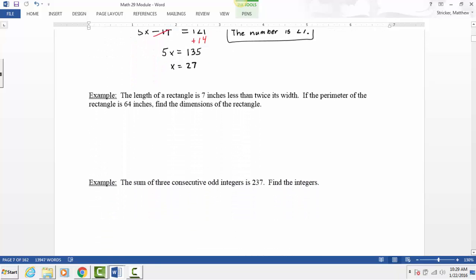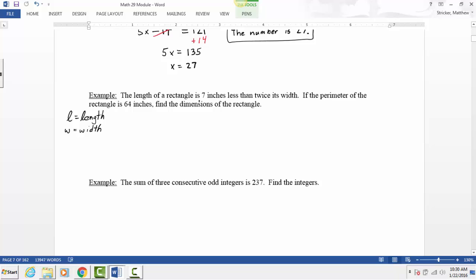Example 2. It says the length of a rectangle is 7 less than twice its width. If the perimeter of the rectangle is 64 inches, find the dimensions of the rectangle. Alright, so let's read through again and start to write down some things that we know. It says the length of a rectangle. So let's call L the length, and let's call W the width.